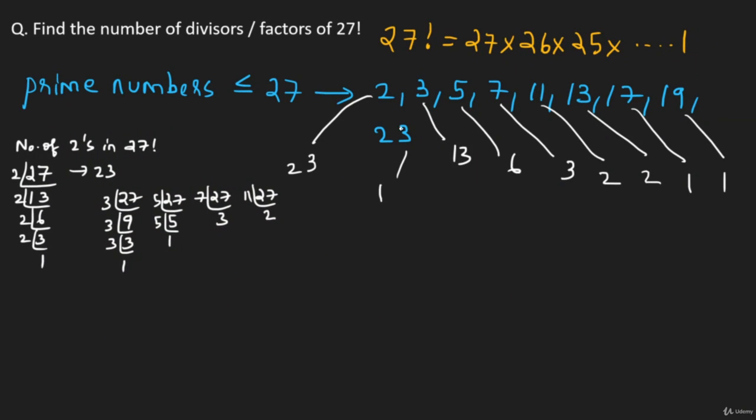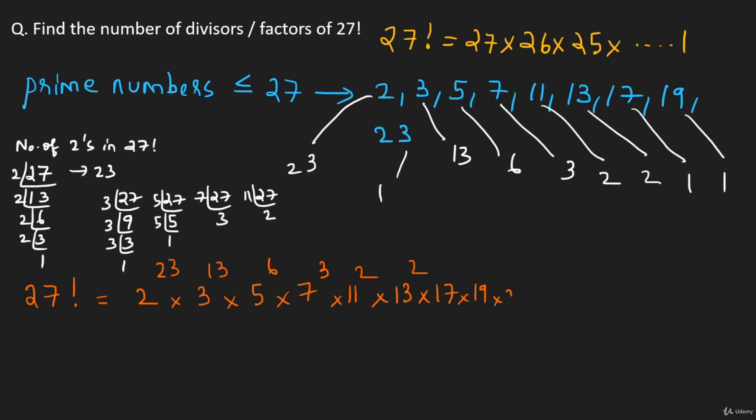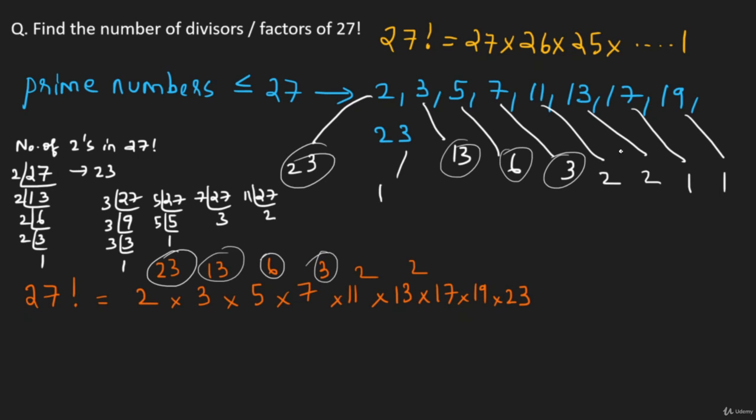Now, using this, we can write the prime factorization of 27 factorial as 2 to the power 23 into 3 to the power 13, right? You have 23 over here because you have 23 2's. You have 13 over here because you have 13 3's. And into 5 to the power 6 because you have 6 over here. Into 7 to the power 3, right? Into 11 to the power 2. Into 13 to the power 2. Into 17 to the power 1. Into 19 to the power 1. Into 23 to the power 1.